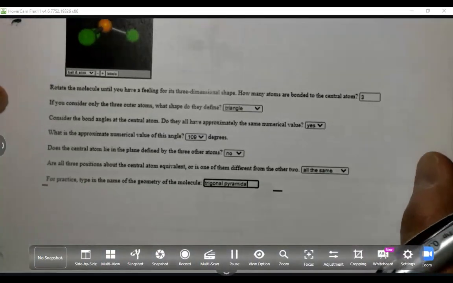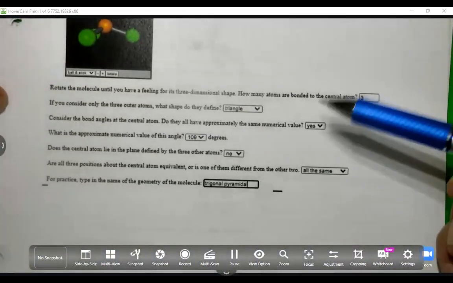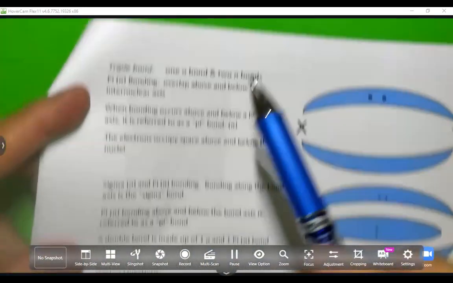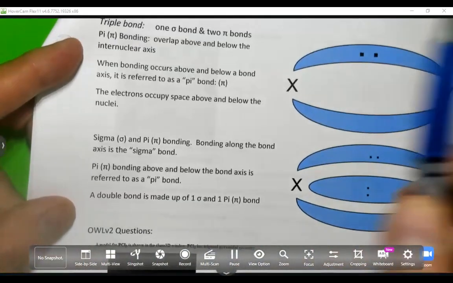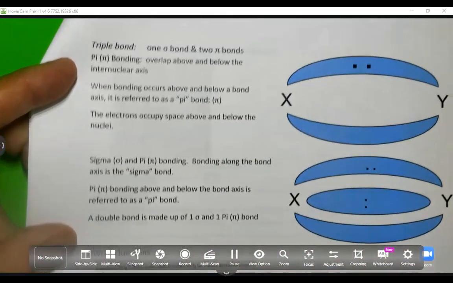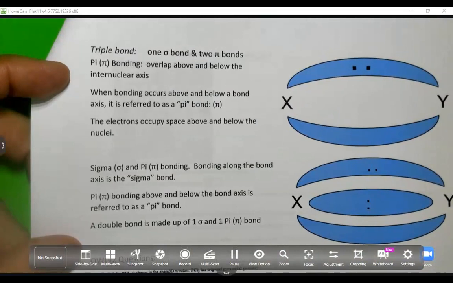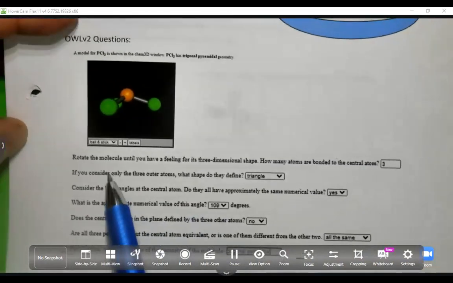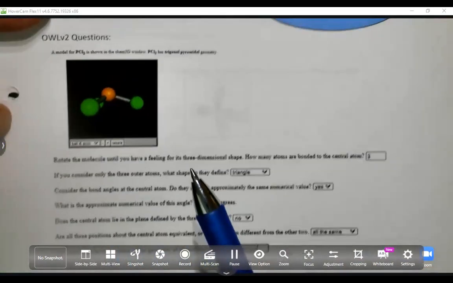Here are some OWL questions. Yes, I do have triple bond at the top of page 22. Triple bond, 1 sigma and 2 pi's. All right, here are some OWL questions.